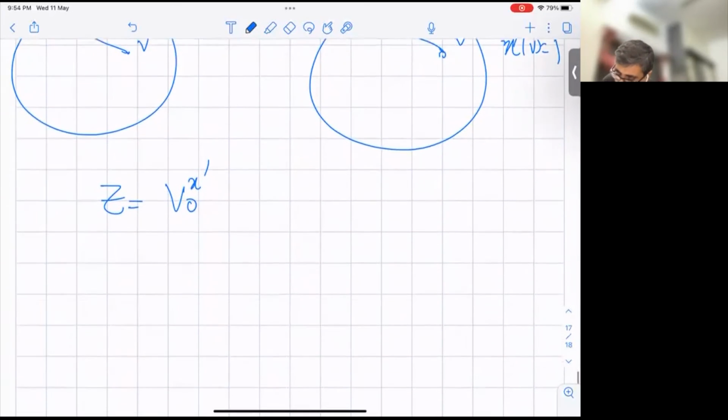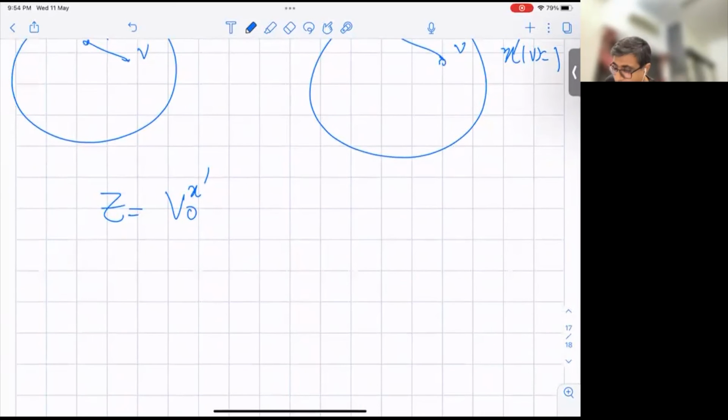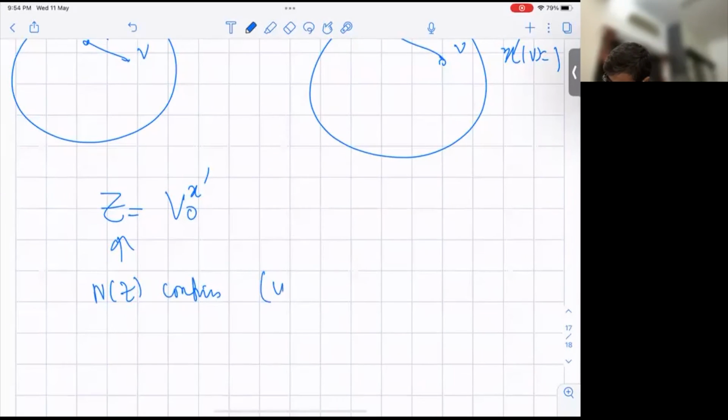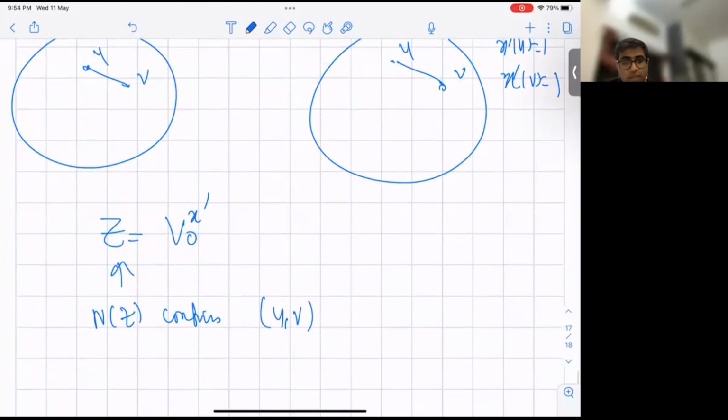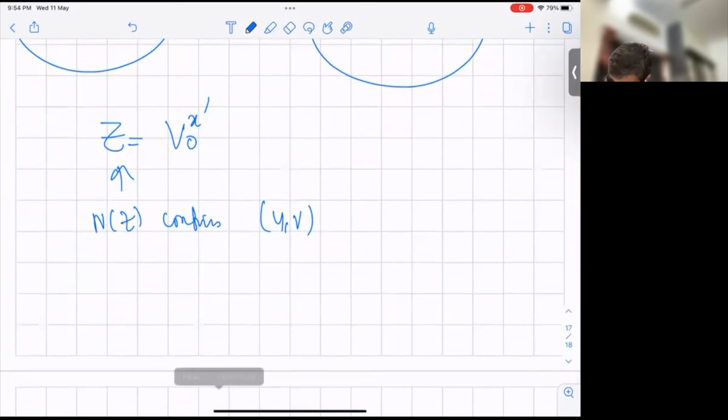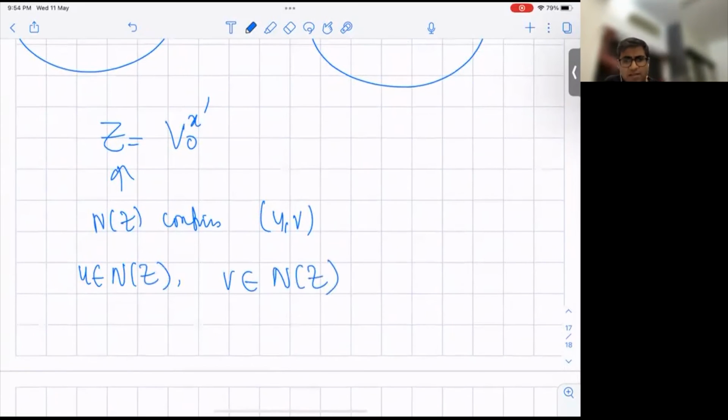First claim. What do we have to show about Z? First of all, Z is independent because it is V0 of X prime. Second, I will show that N of Z contains UV, which will imply that N of Z contains an edge. And then I will show you that the size of N of Z and Z differ by exactly 1. So suppose I first show you that U belongs to the neighborhood of Z and V belongs to the neighborhood of Z. It's not at all clear that this will happen. But suppose this happens.